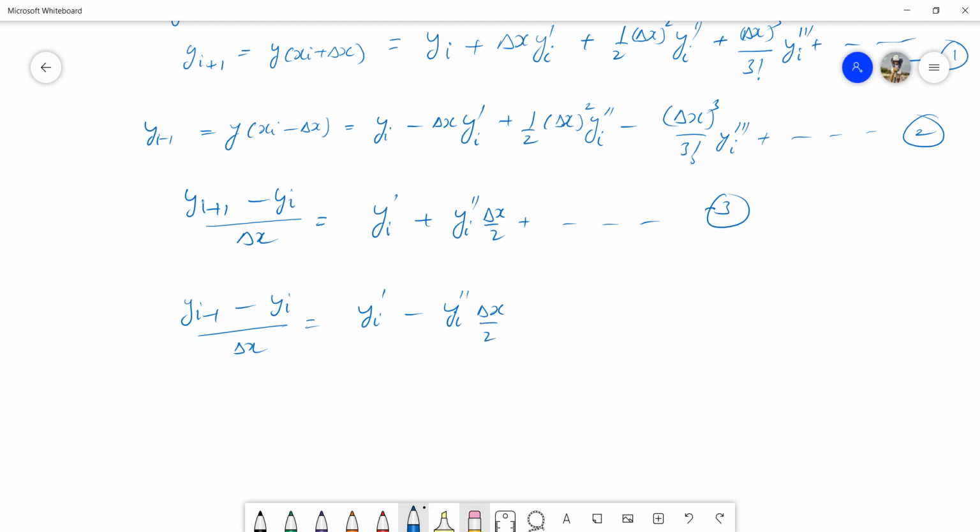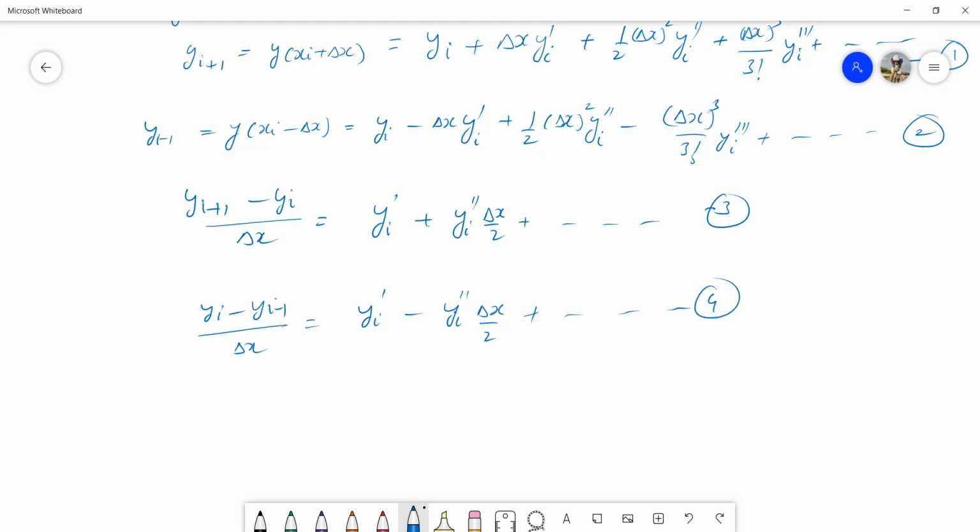Okay, in fact, I've written something wrong over here. It will be, well, let's say yi minus 1. So I've taken this on the other side, then multiplied by the minus sign. So the negative sign changes over here. Plus the higher order terms, that's number 4.